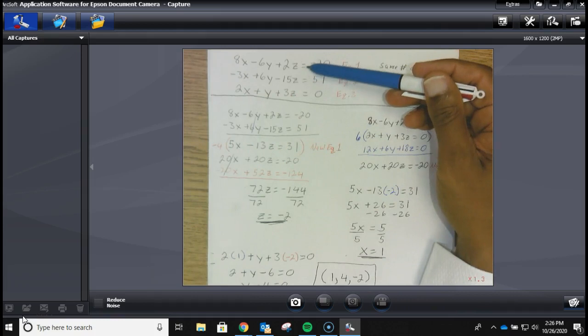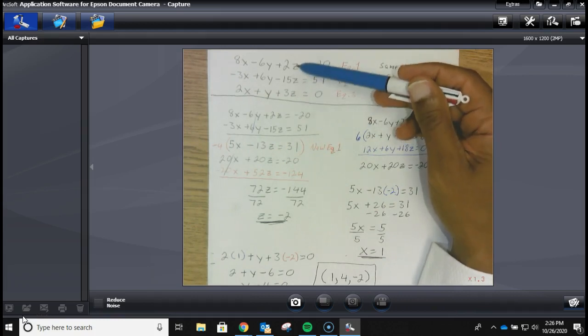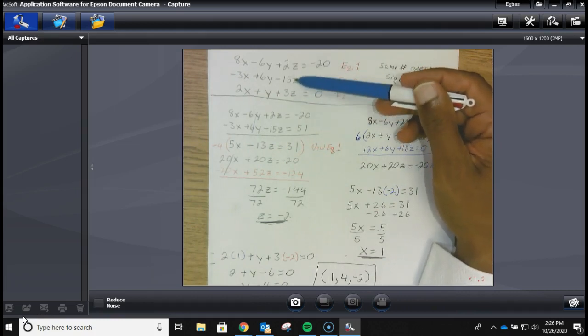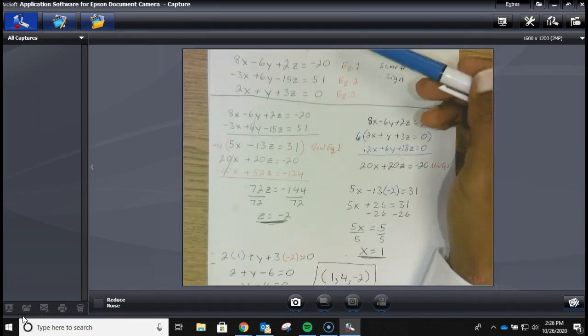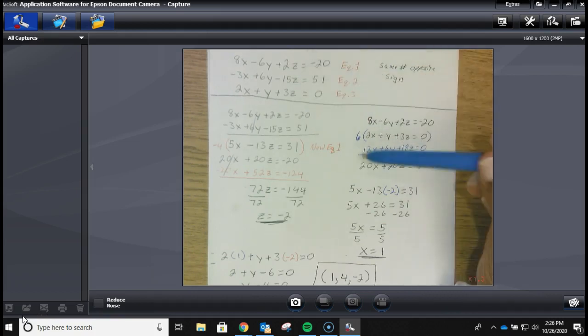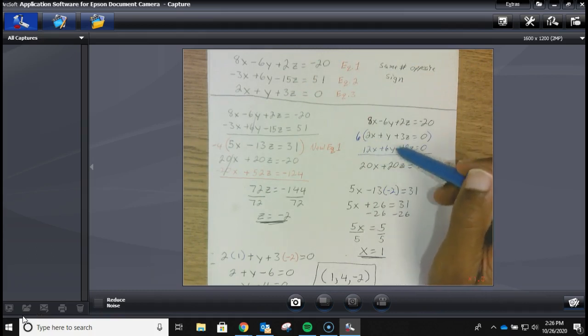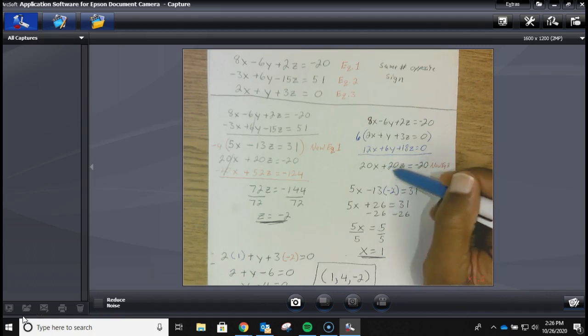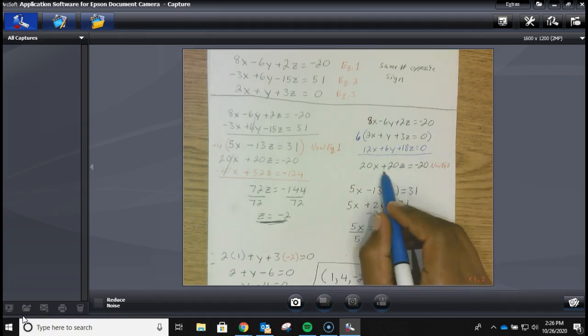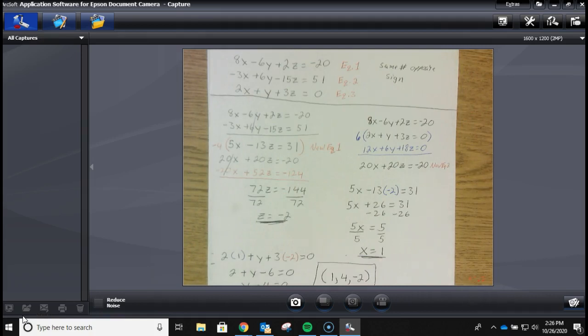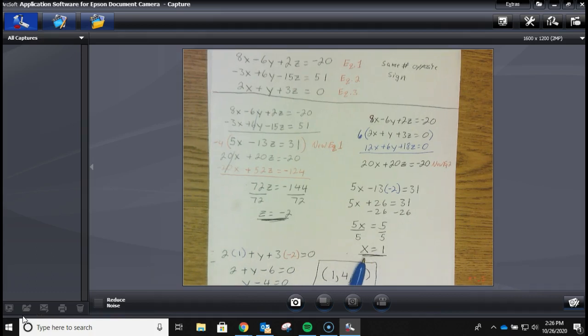Then I eliminated y in the next equation. I took the first equation and the third. I could have used the second and the third, it didn't matter. I had to multiply by 6 to get the same number, opposite sign, and I eliminated y again. I got down to 2 equations, 2 things I don't know. Then I eliminated the x, and I got my z. Once you get z, you start plugging in to get x, and then you plug in x and z to get your y. And then you have your ordered triplet. And there it is.